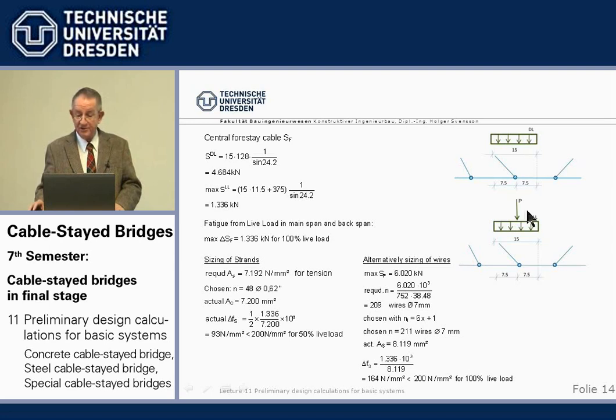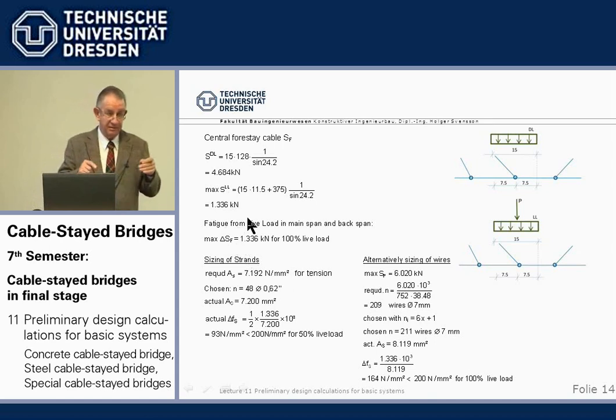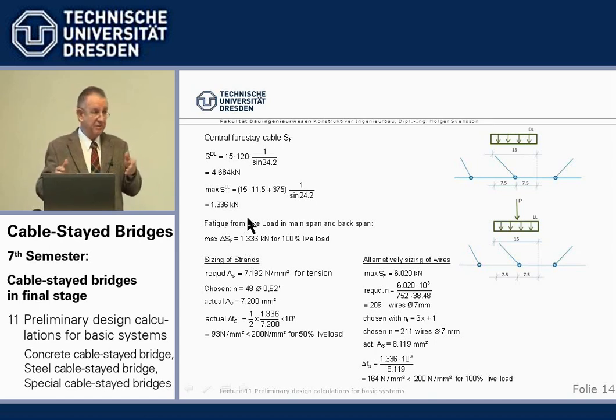Now, for the forestay cables, it's rather simple. We just have the cable distance times the live load plus the concentrated load divided by sine alpha gives us the cable force from live load, and there is no negative influence line of the cable force, meaning we do not have compression from any live load position as we have in the backstay cables.